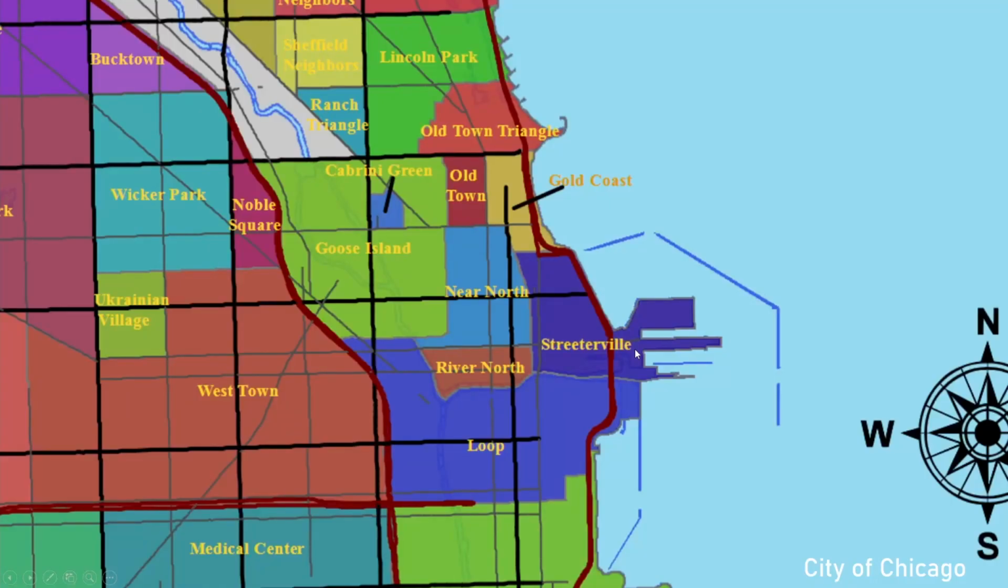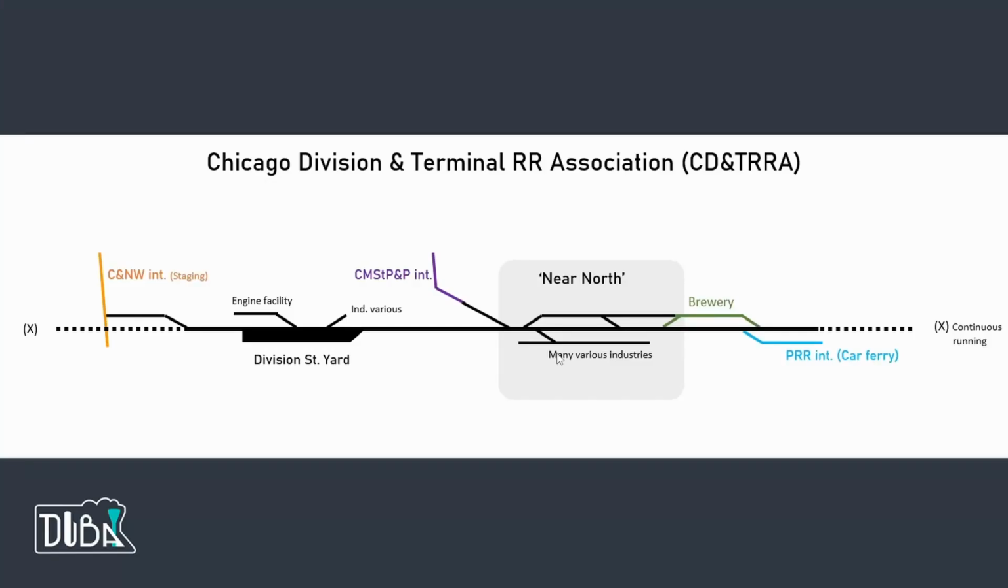And why do I call it Near North? Well, I looked up the map of Chicago with all the different neighborhoods, and here's the map. So we have Goose Island here in the middle. And actually, our neighborhood is called Goose Island, but I don't want to call it that because it's confusing. So Near North is an option, and River North. And I like Near North, so this is going to be called Near North. Then we have a brewery section right here, and then the interchange to the Pennsylvania Railroad.